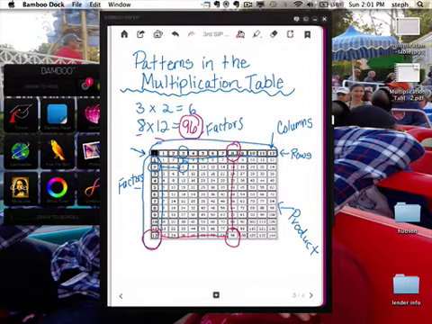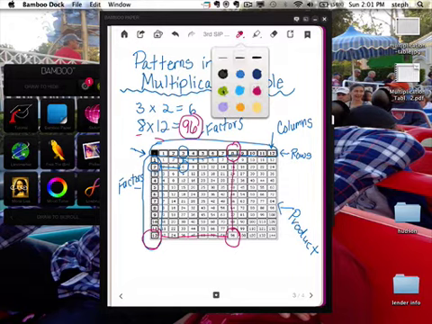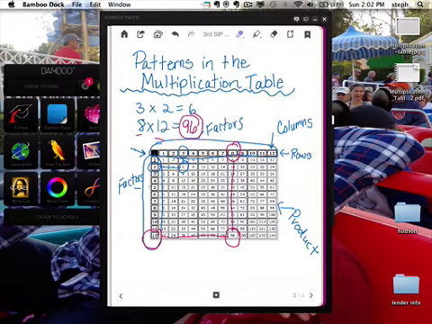Another pattern you can look at, first I'm going to change my color so you can see it a little bit better, is if you go all the way across, so let's say I have my 5 right here. If I look at this whole row, all of these numbers here are products of 5. Going across for this one, all the way across, those are all products of 8.